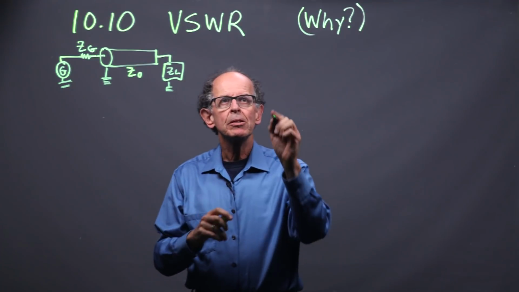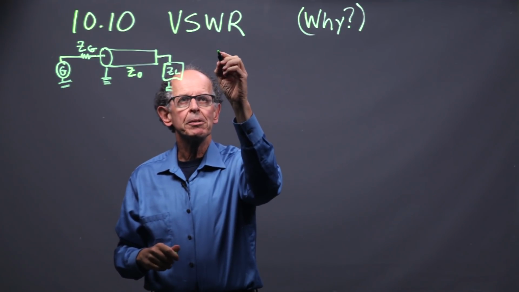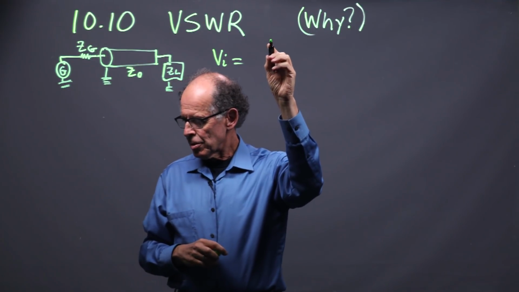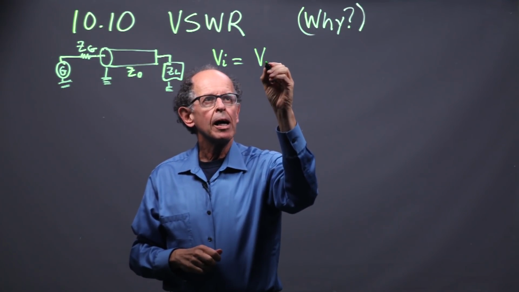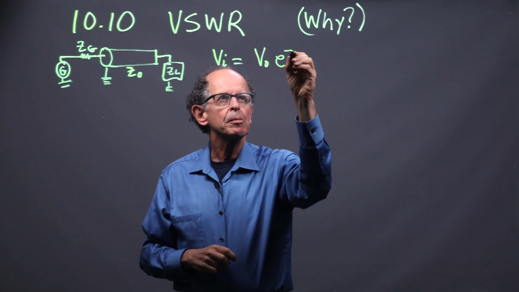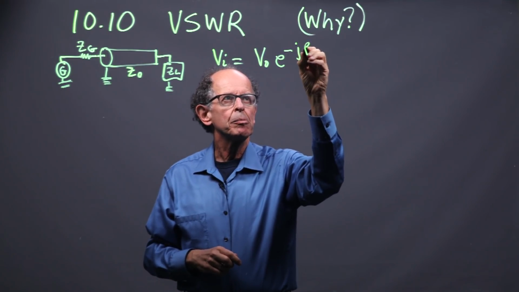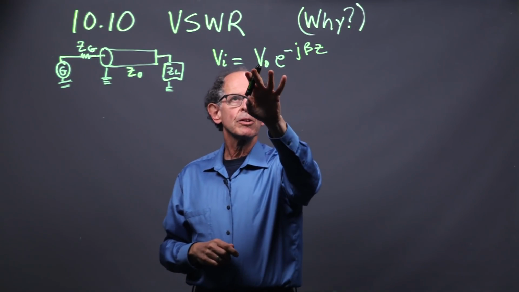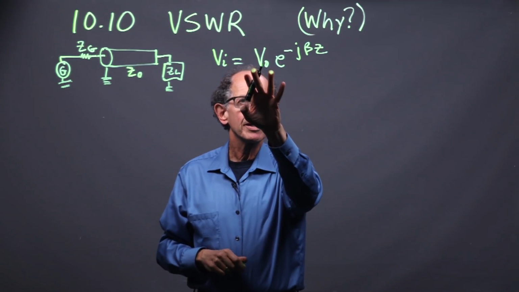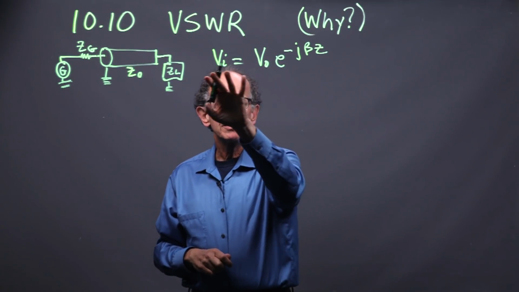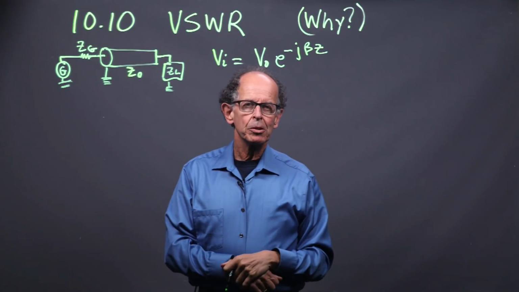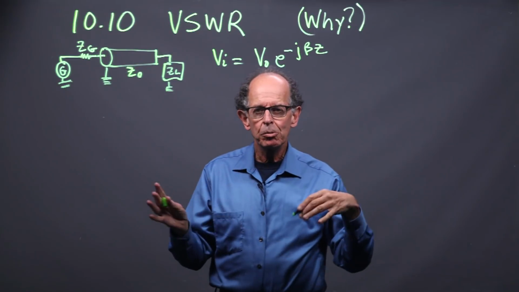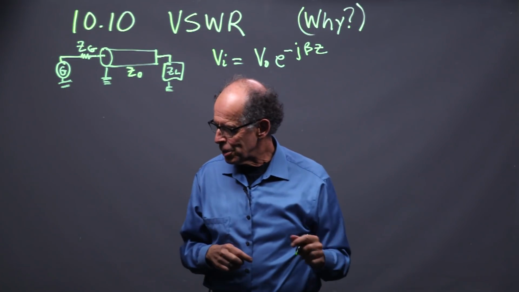So the first thing we do is we launch our wave from the generator, and I'll call that VI as before, and it has an amplitude V0, e to the minus j beta z. Seen that before? V0 could be a complex number because we're in the phasor notation. It doesn't strictly have to be real. This allows us to switch between sines and cosines or their combinations.